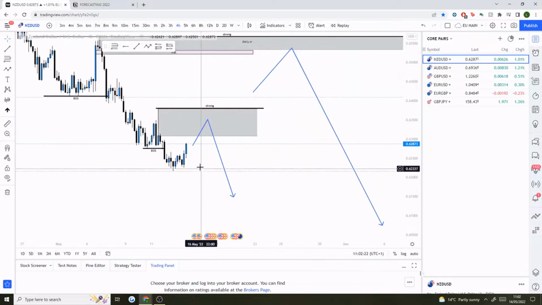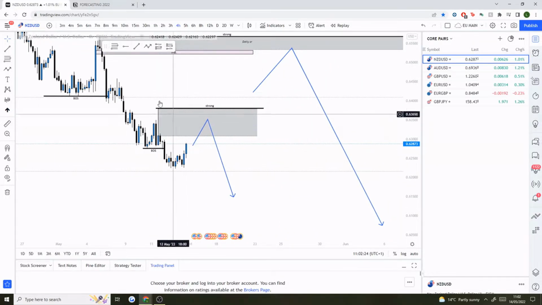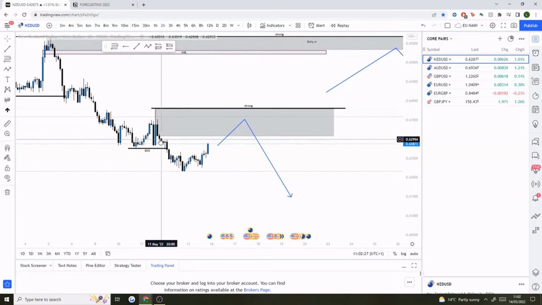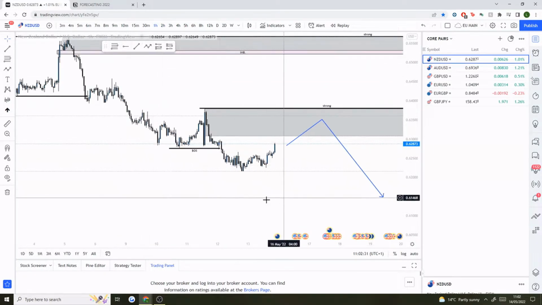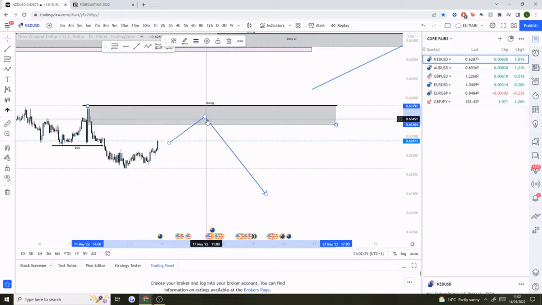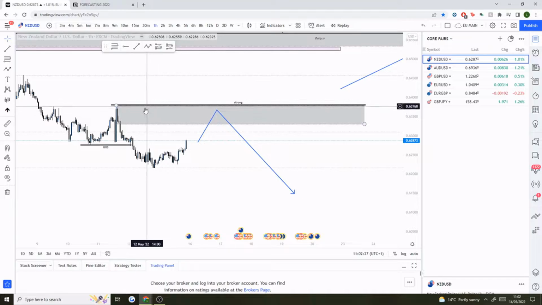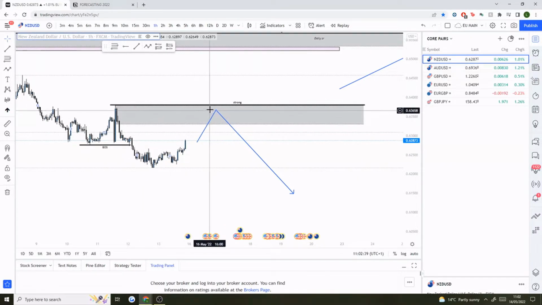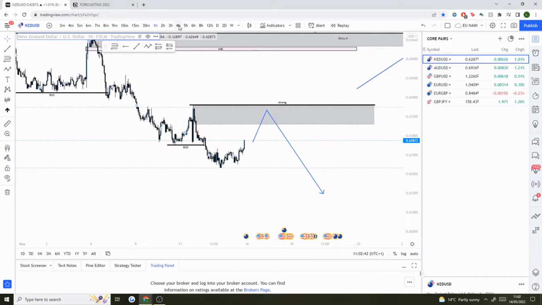what I'm going to be expecting is that as we do retrace into this area, which you can see more clearly on the lower time frames, the 2 hour and the 1 hour. So the best refinement, to be fair, is the 1 hour there. So as we do see price come into this 4 hour order block, I will just be expecting price to then continue away from that.